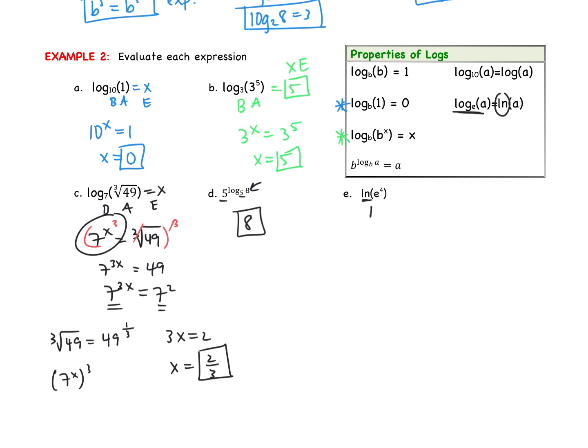So the first thing I would do is rewrite that. ln means log base e. Then we have e to the 4th. That's what we're evaluating. So if we're evaluating that, we're going to set it equal to x. Then we're going to switch forms. So we have base, argument, exponent. So we get e to the x is equal to e to the 4th. Because the bases are the same, we end up with x equals 4. So again, what that means is the value of this log is just 4.